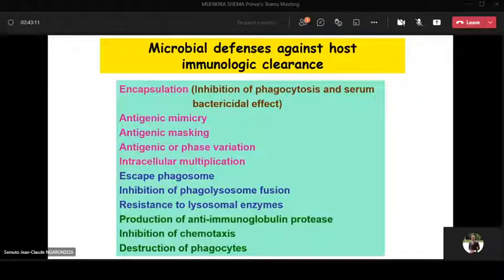And then there is phase variation that we said, that means they can vary the antigen and confuse the host immune system, or they can multiply intracellularly. If they are replicating in the cell, then they are away from antibodies and protected inside, and the bacteria will not be destroyed because they are already within the cell. Some can escape the phagosome. We see this: Mycobacterium can easily escape the phagosome, whereas other bacteria can just be destroyed in there quickly.